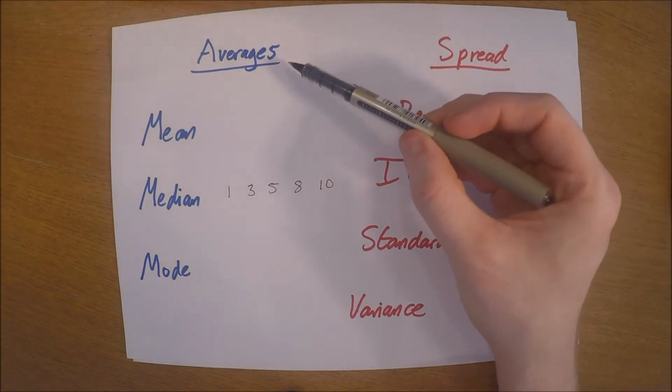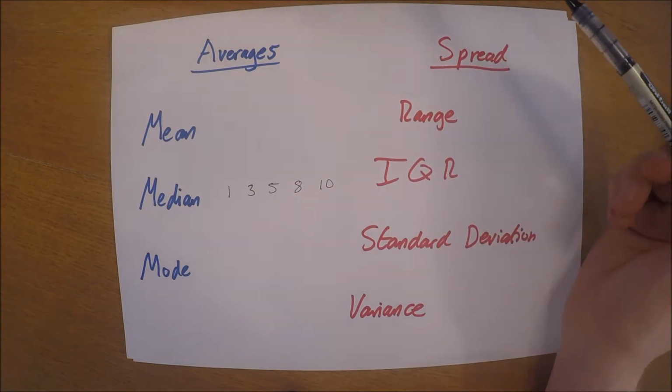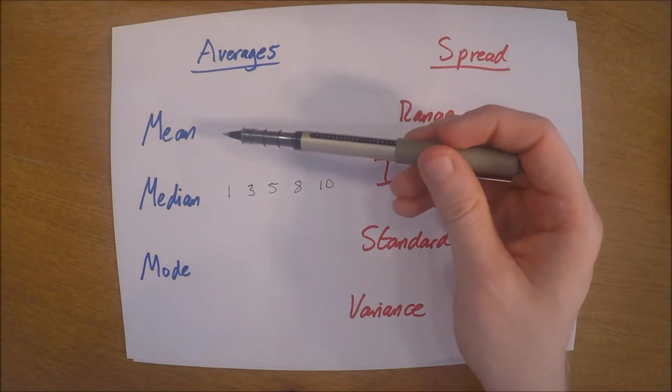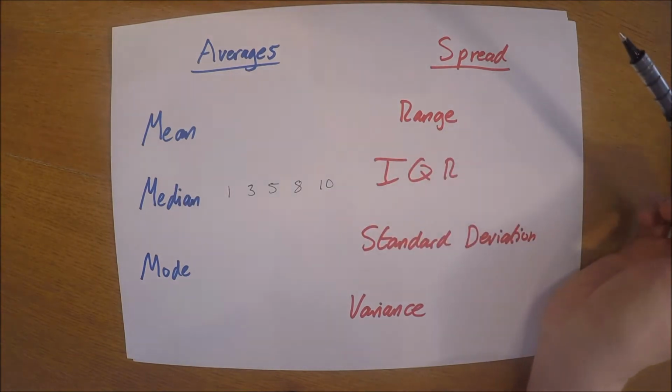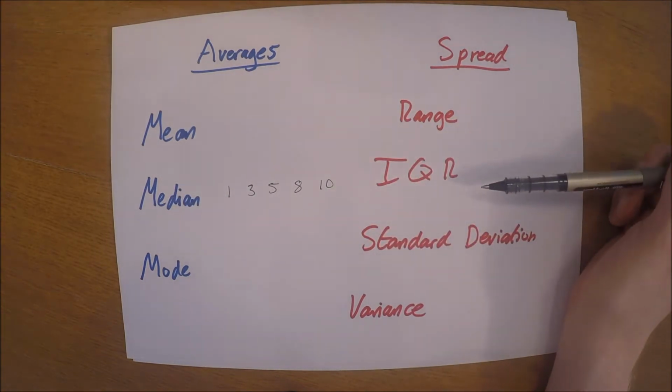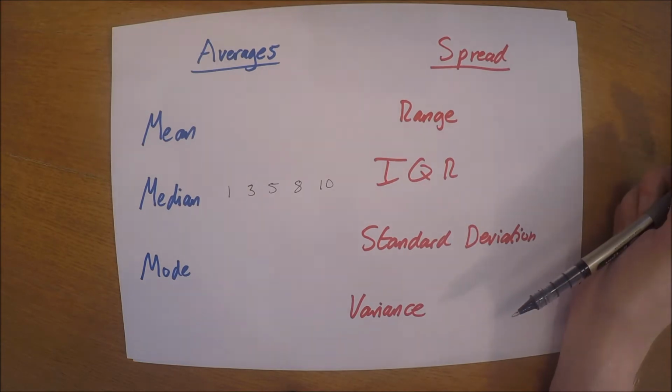You've got measures of averages and measures of spread. Measures of averages are such as mean, median, mode. The measures of spread, you've got the range, the interquartile range, the standard deviation, and the variance.